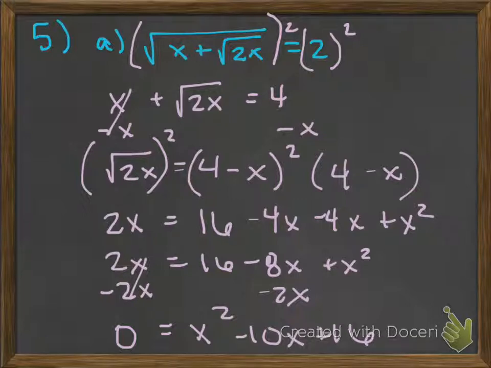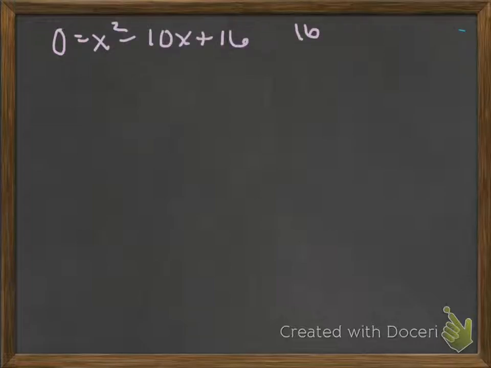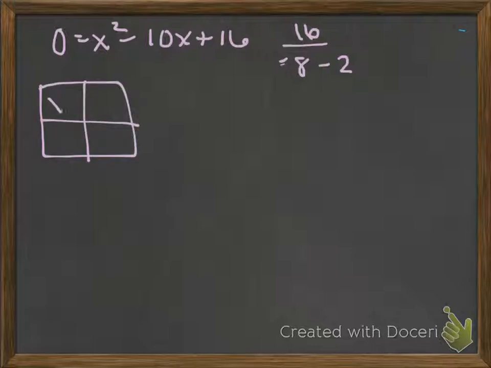So I'm going to go ahead and flip the screen. So I have 0 equals x squared minus 10x plus 16. So a negative 8 and a negative 2 would work here. So I'll do the box for this one. So I have an x squared, a minus 8x, a minus 2x, and a 16. If you don't do the box, go ahead and do it your normal way that you factor.